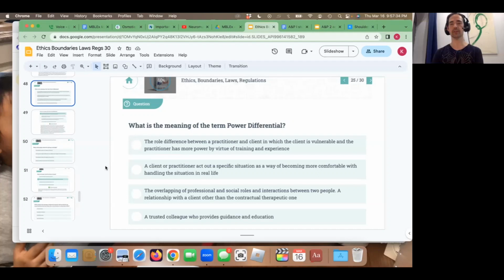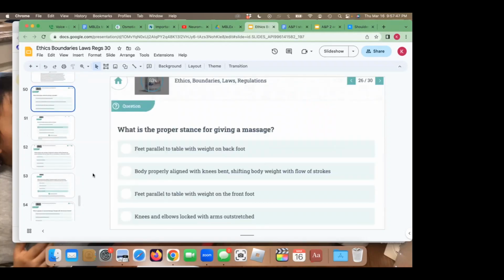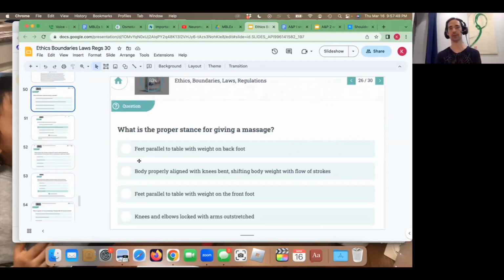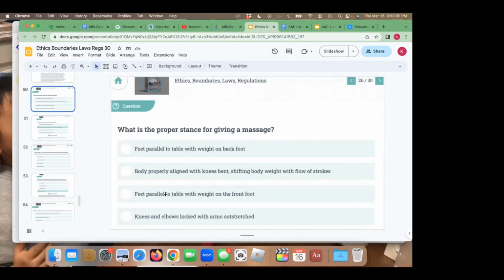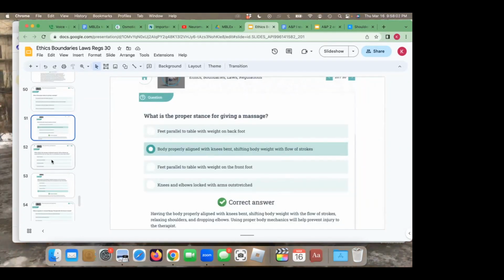What is the meaning of the term power differential? The role difference between a practitioner and a client in which the client is vulnerable and the practitioner has more power by virtue of training and experience. Sound good? Yes. What is the proper stance for giving a massage? Feet parallel to the table with weight on back foot. Body properly aligned with knees bent, shifting body weight with the flow of strokes. Yeah. Feet parallel to the table. Okay. Yeah.